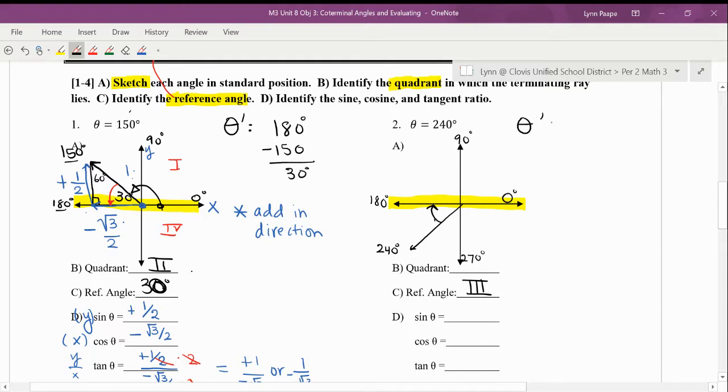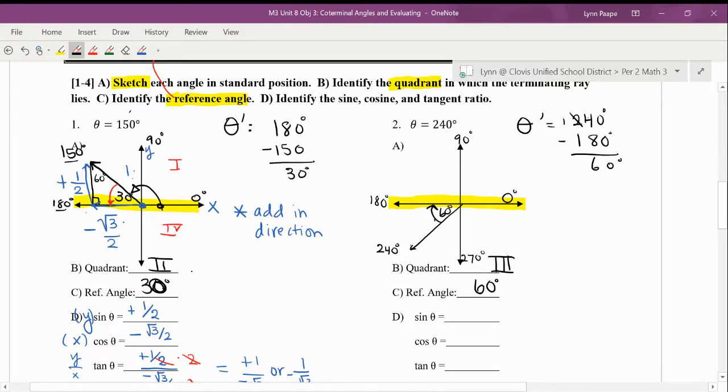So to find theta prime, which is my reference angle, I'm going to subtract, because that's a distance. 240 minus 180. What is that? 60 degrees. So then my reference angle is 60 degrees. And I just realized I wrote this in the wrong place. So that is quadrant 3. And then that one is 60 degrees. So now I know this is 60 degrees here.